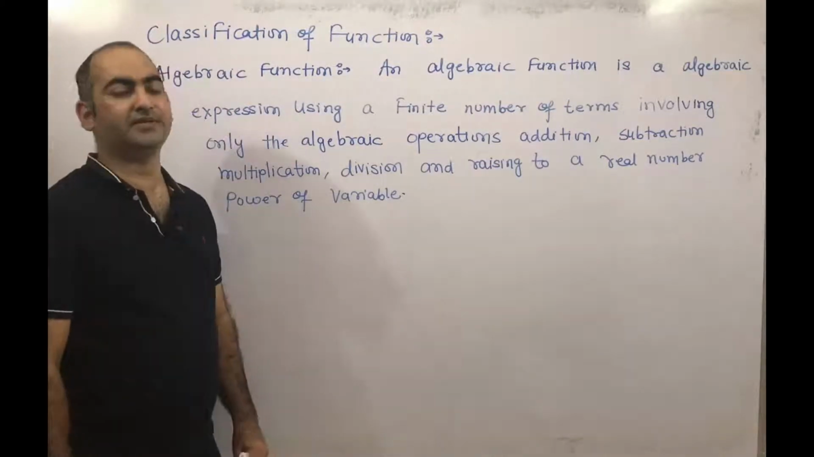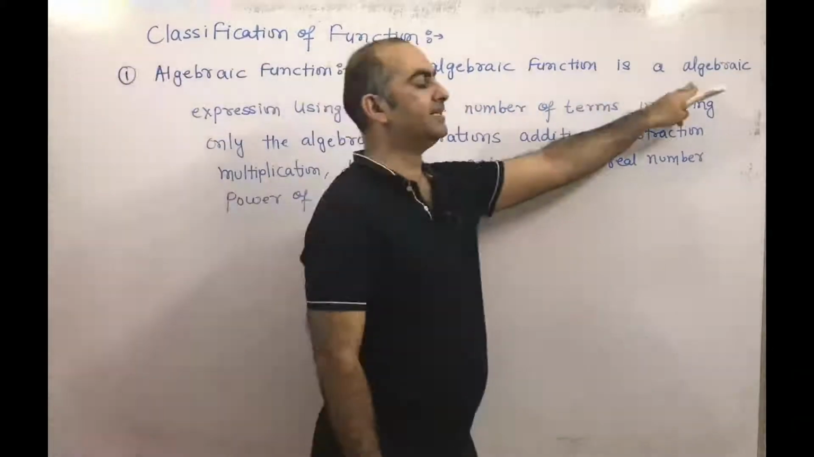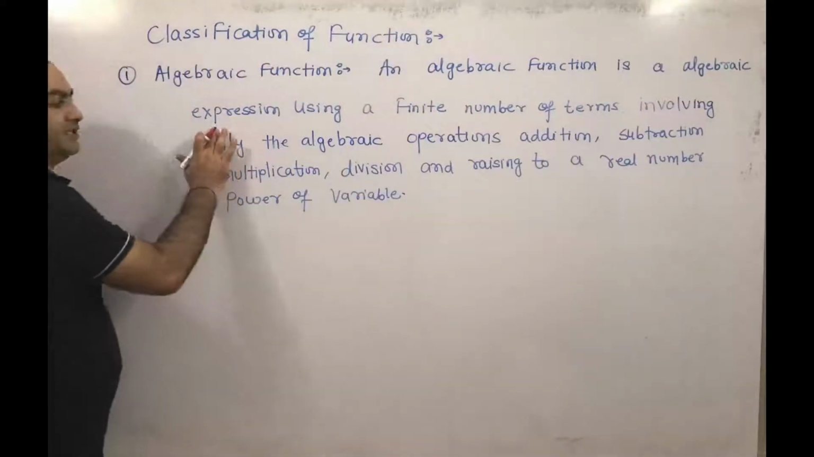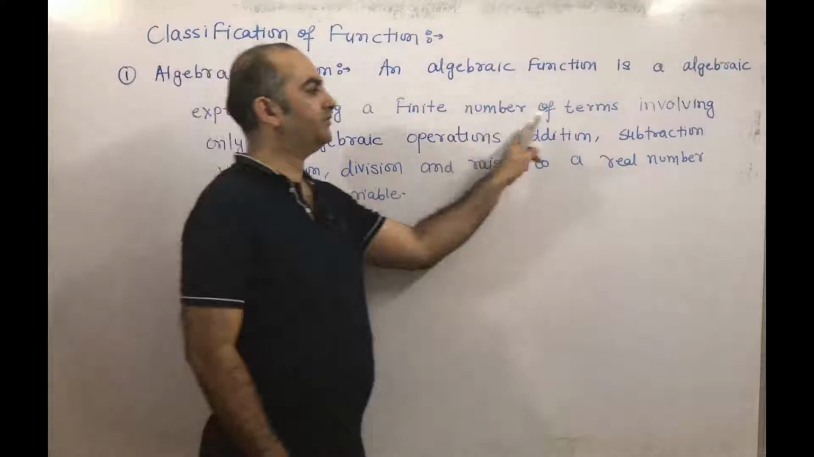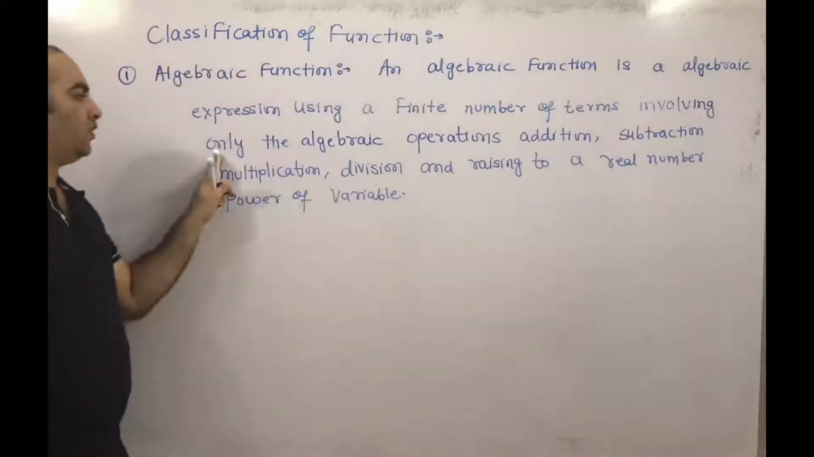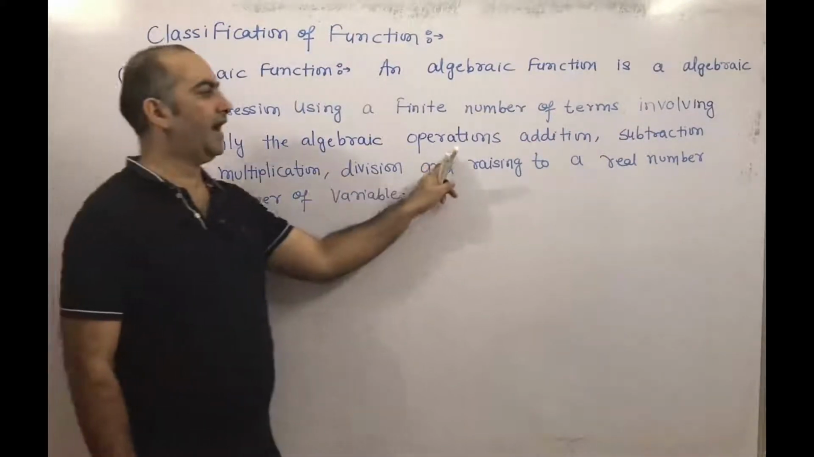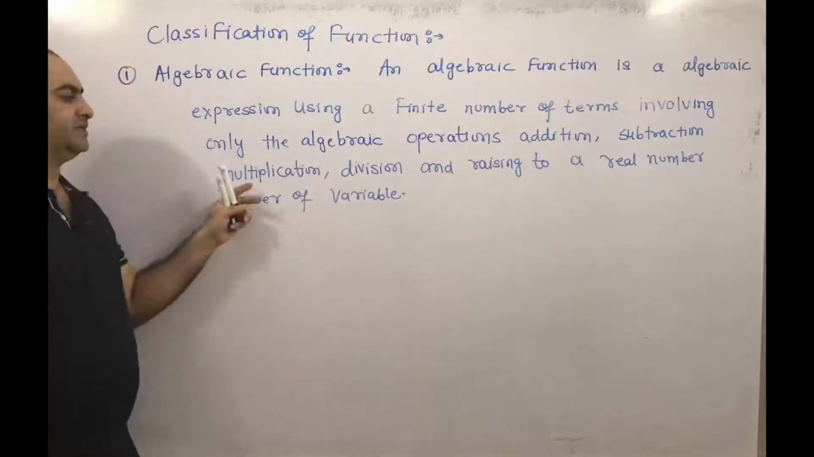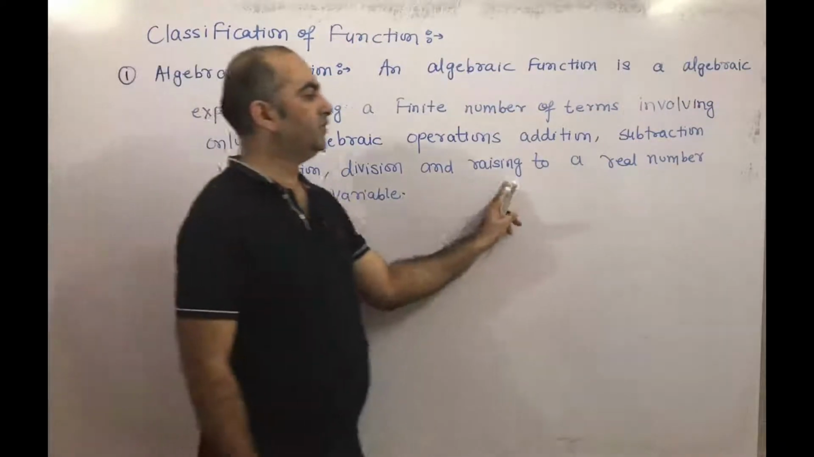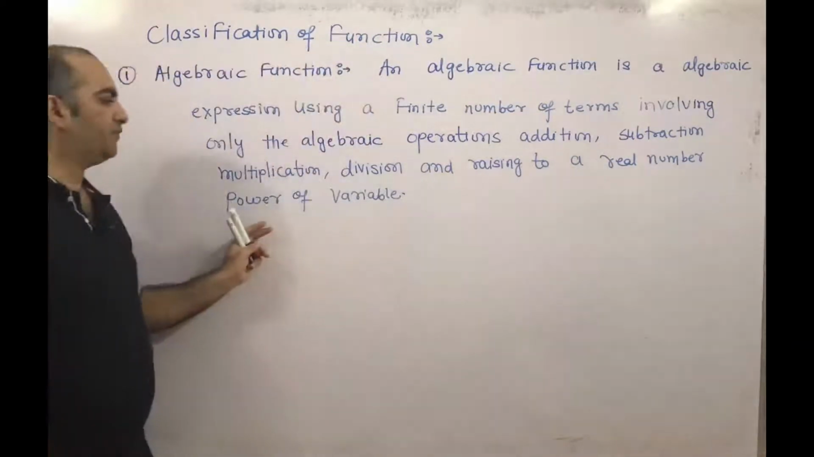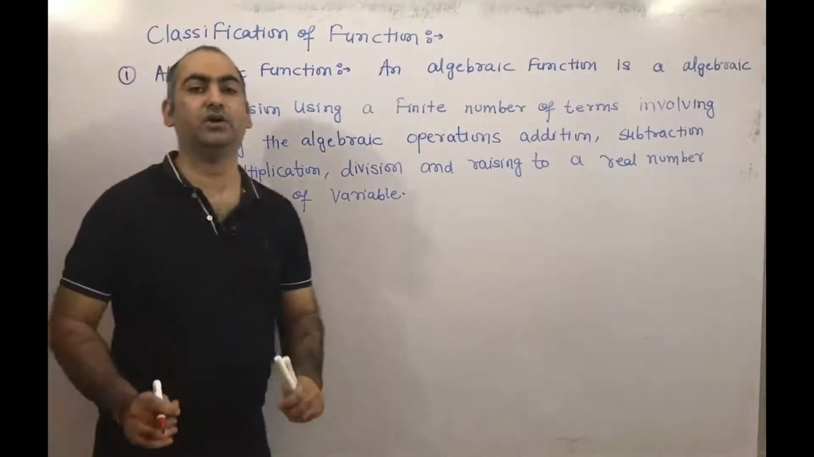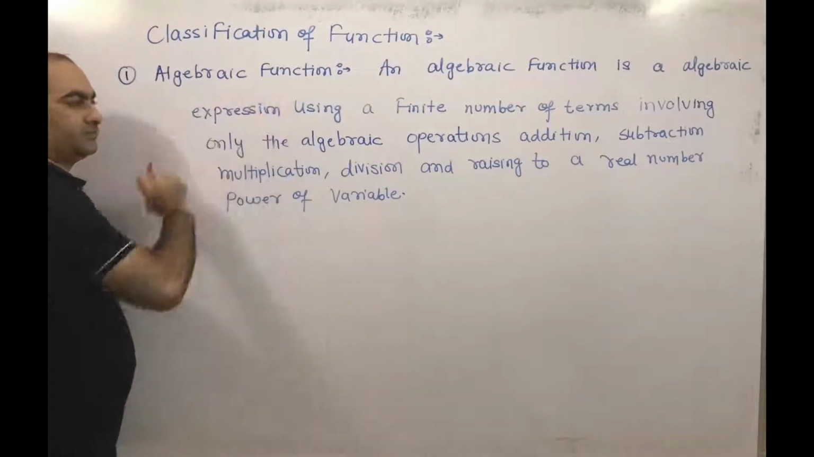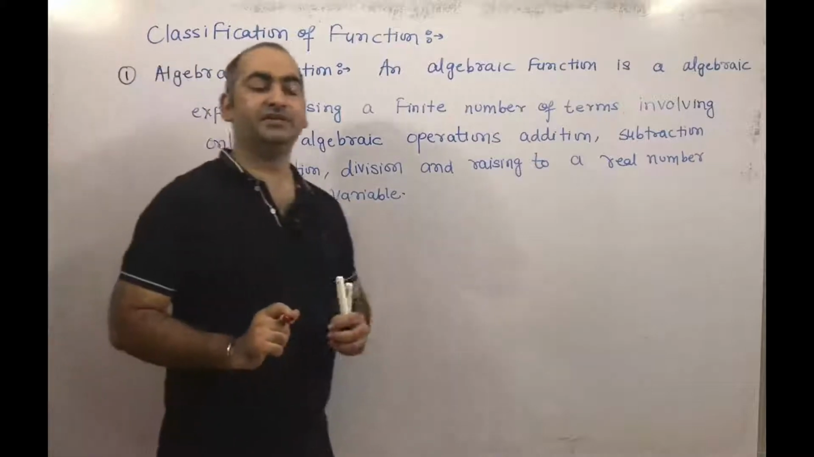What is an algebraic function? An algebraic function is an algebraic expression using a finite number of terms involving only the algebraic operations: addition, subtraction, multiplication, division and raising to a real number power of a variable. That function is called an algebraic function. So algebraic function is this one.